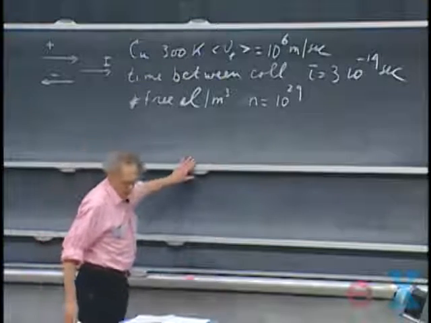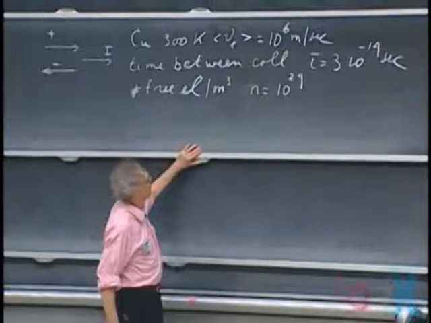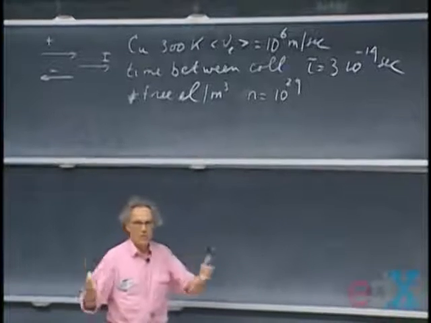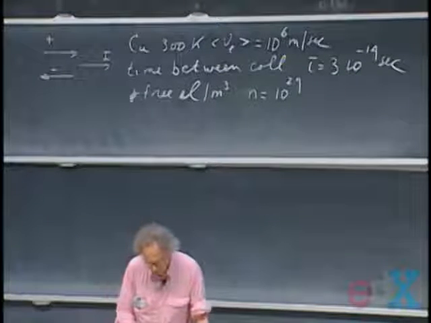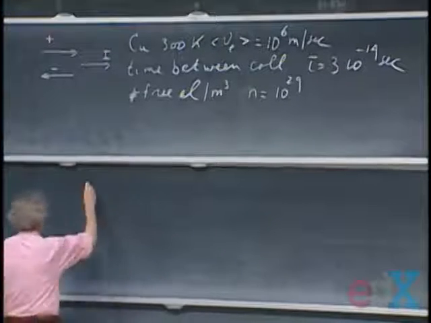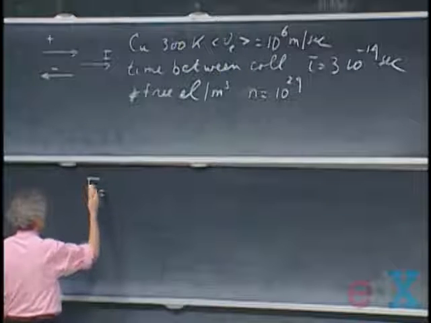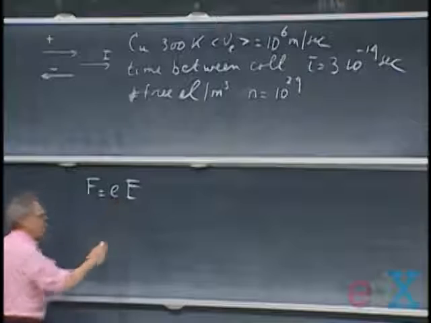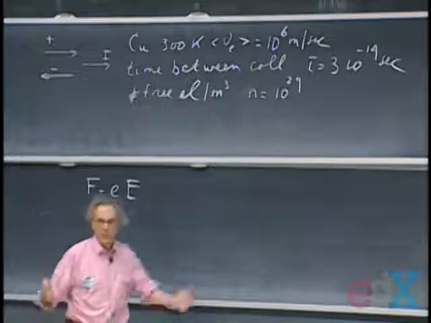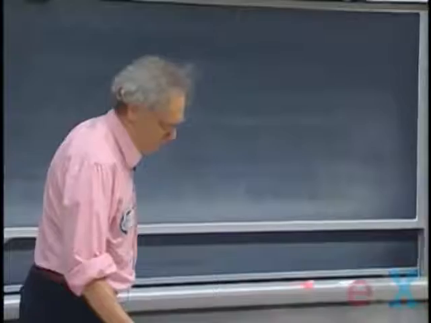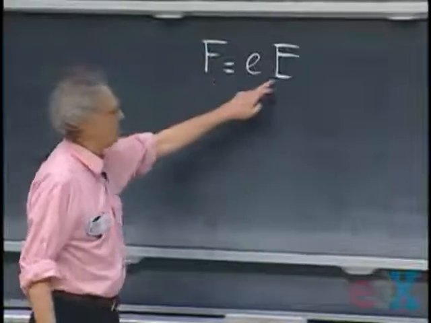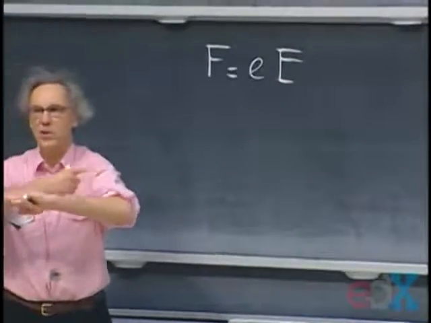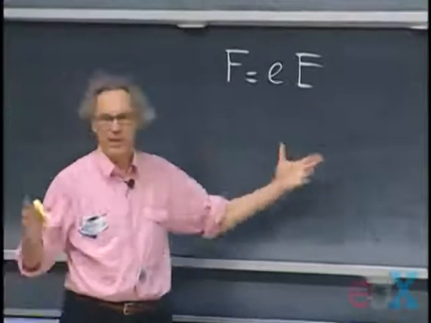So now imagine that I apply a potential difference over a piece of copper, or any conductor for that matter, then the electrons will experience a force, which is the charge of the electron, that's my little e, times the electric field that I'm creating, because I apply a potential difference. I realize that the force and the electric field are in opposite directions for electrons, but that's a detail. I'm interested in the magnitudes only.